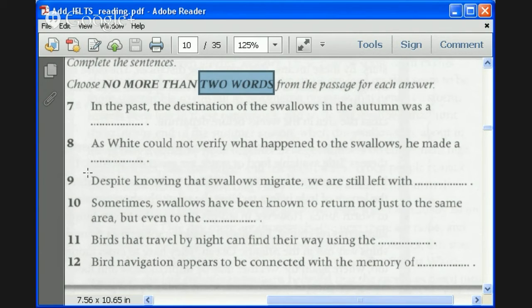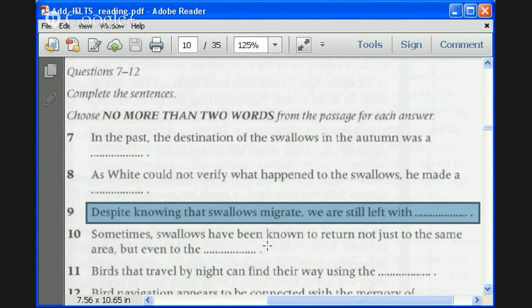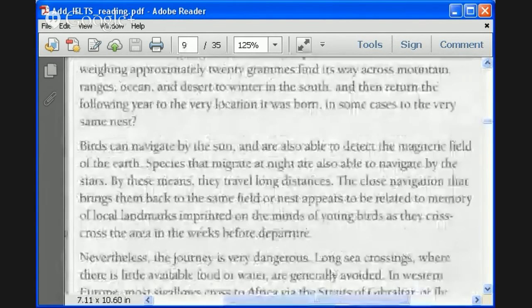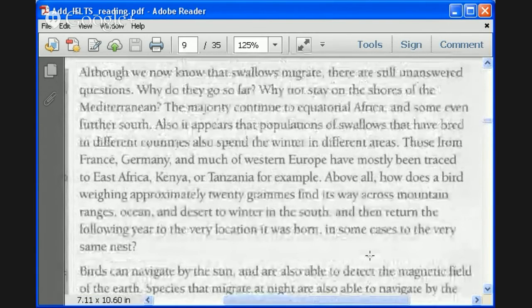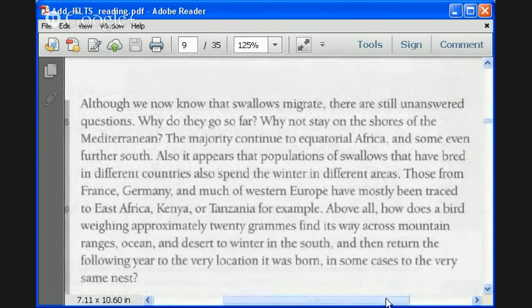Okay, Max. Despite... ooh, this is a tough one. Despite knowing what swallows migrate, they are still left with... what? Any idea where to start looking for this? I have an idea. Do you have an idea? Does anybody have an idea? Yes, around line 35. Yes. Very good. Do you see it, Max?